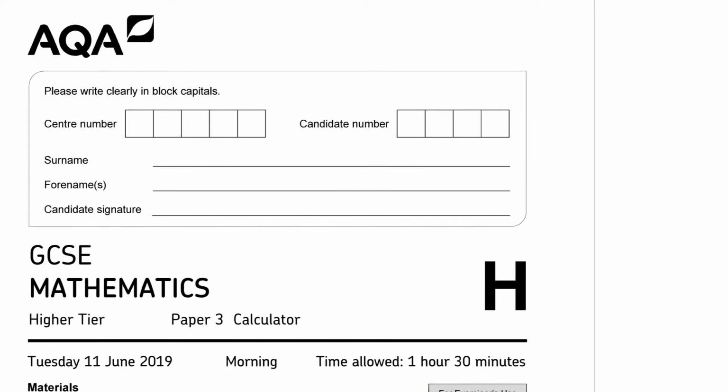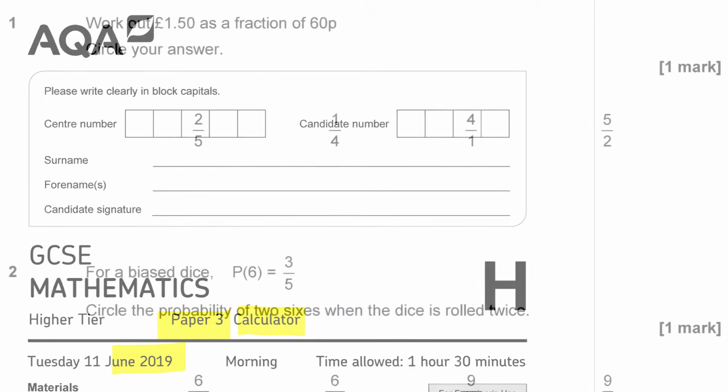Welcome along to another AQA GCSE Mathematics past paper walkthrough. Today we're going to be looking at paper 3 from June 2019. This is the calculator paper. Let's get busy.